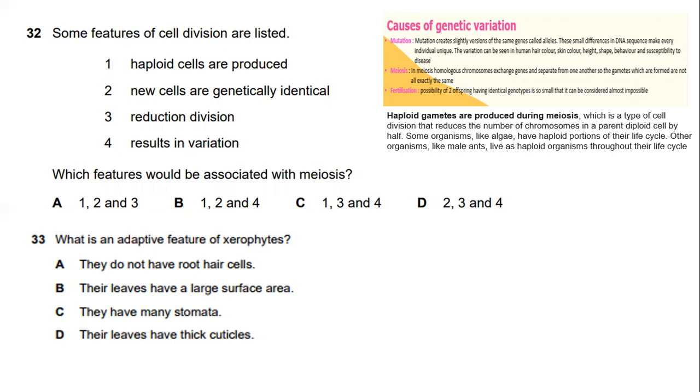And haploid gametes are produced during meiosis. So number 1 is also part of it. Meiosis is the type of cell division that reduces the number of chromosomes in a parent diploid cell by half. So we can see the answer is number 1, number 3, and number 4. 1, 3, and 4. So the answer would be C.